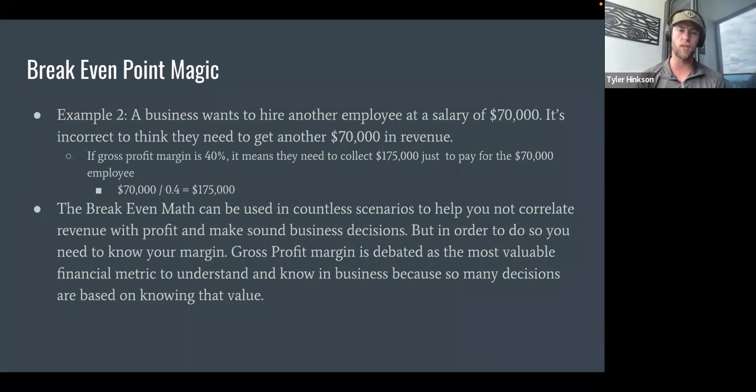I'm going to read this last section too. The break-even math can be used in countless scenarios to help you correlate revenue with profit and make sound business decisions, not "do I have enough money in the bank account" type decisions. Because how many of you have done that? For real, you have an app on your phone or you open up your computer, you open up your bank account. Okay, I have enough money. I can afford this one time, or I can afford this on a recurring level.